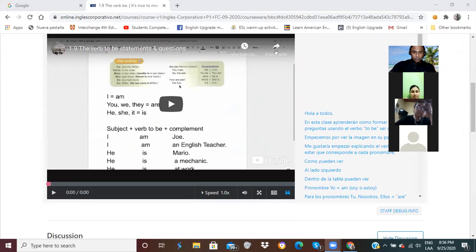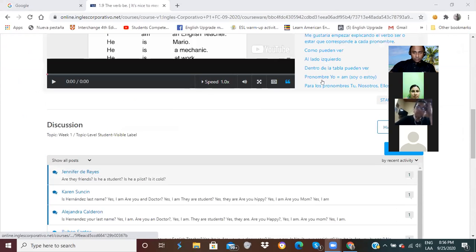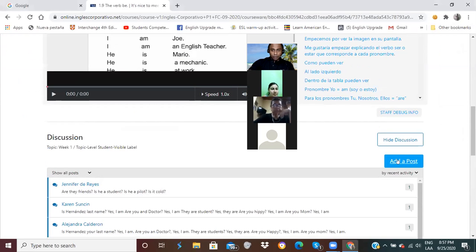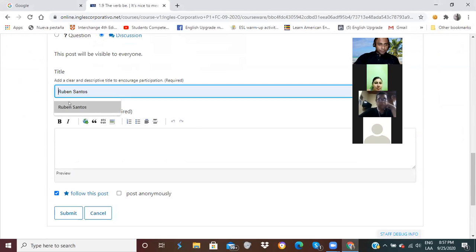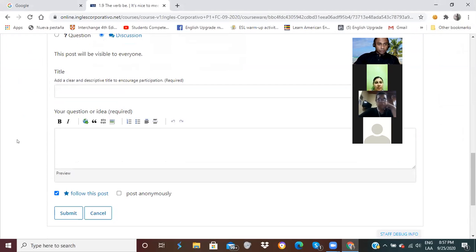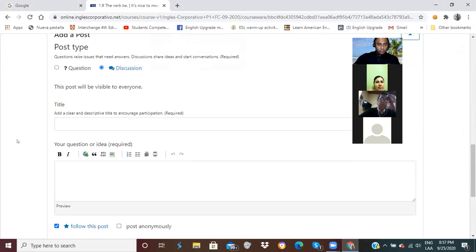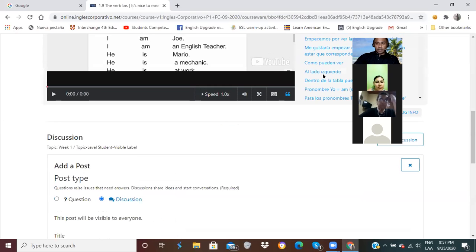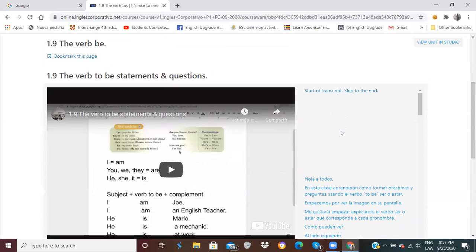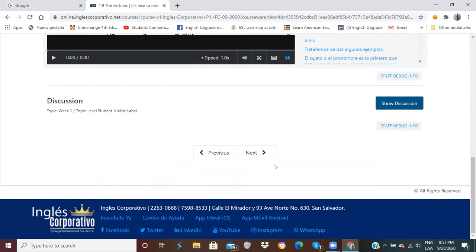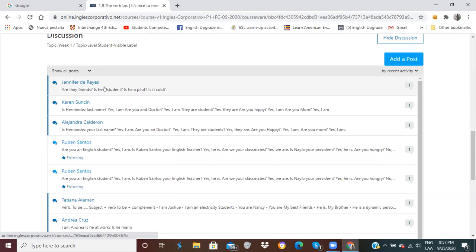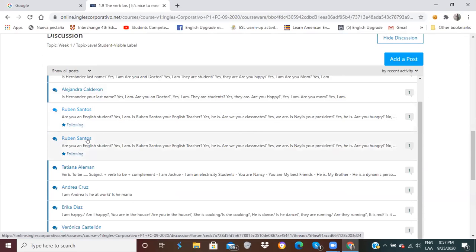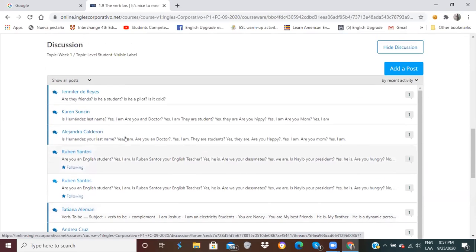Es que aquí no me pedía, solamente le apreté ahí y me salieron unos cheques verdes. Ajá, por eso. Cuando usted va a Add a Post, usted se va acá donde dice Title. Aquí va a poner su nombre. Vaya, le voy a explicar cómo se hace la discussion forum. Usted está acá, donde están todos los posts. Vaya, show discussion. Aquí están todos los posts. Jennifer de Reyes, Karen Suchín, Alejandra, Rubén Santos, Tatiana.